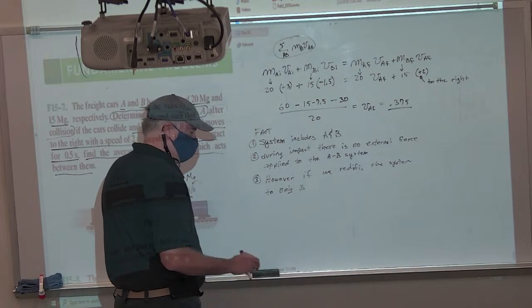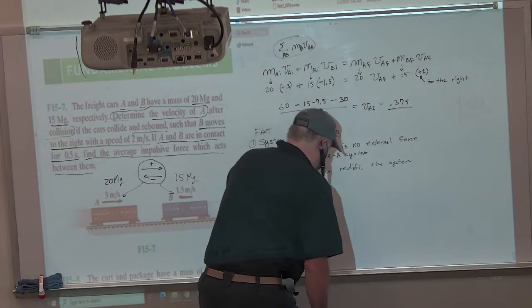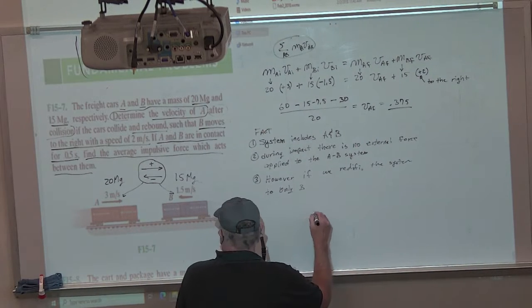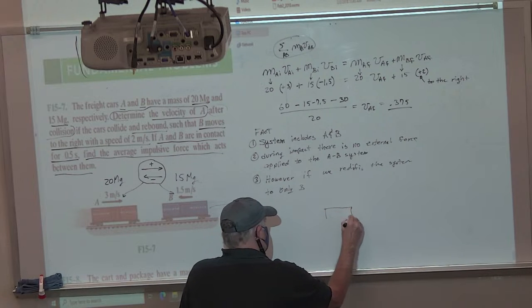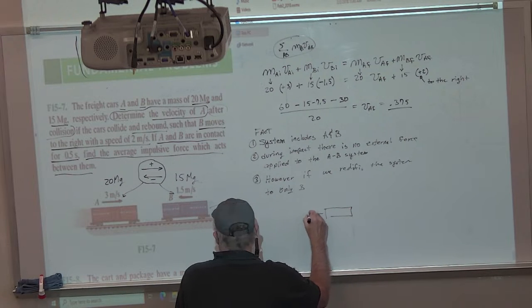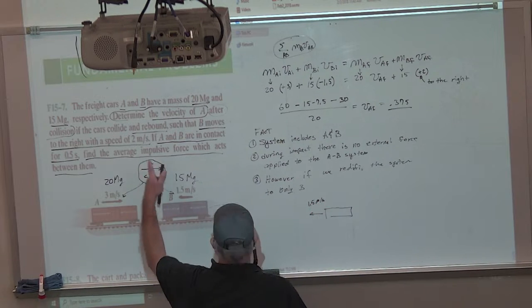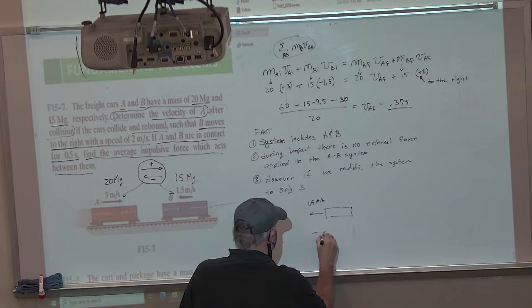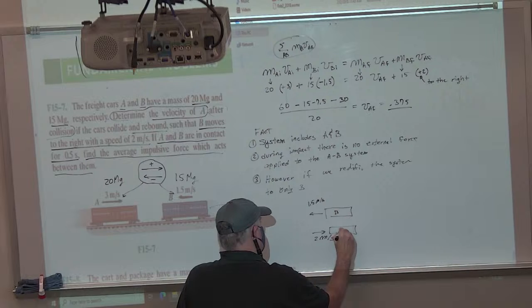Okay, so let's look at this for a second. What happens to B by itself? Here's B. B comes in moving 1.5 meters a second. When it gets done, it's moving 2 meters a second, that way. So this is B, and this is B.